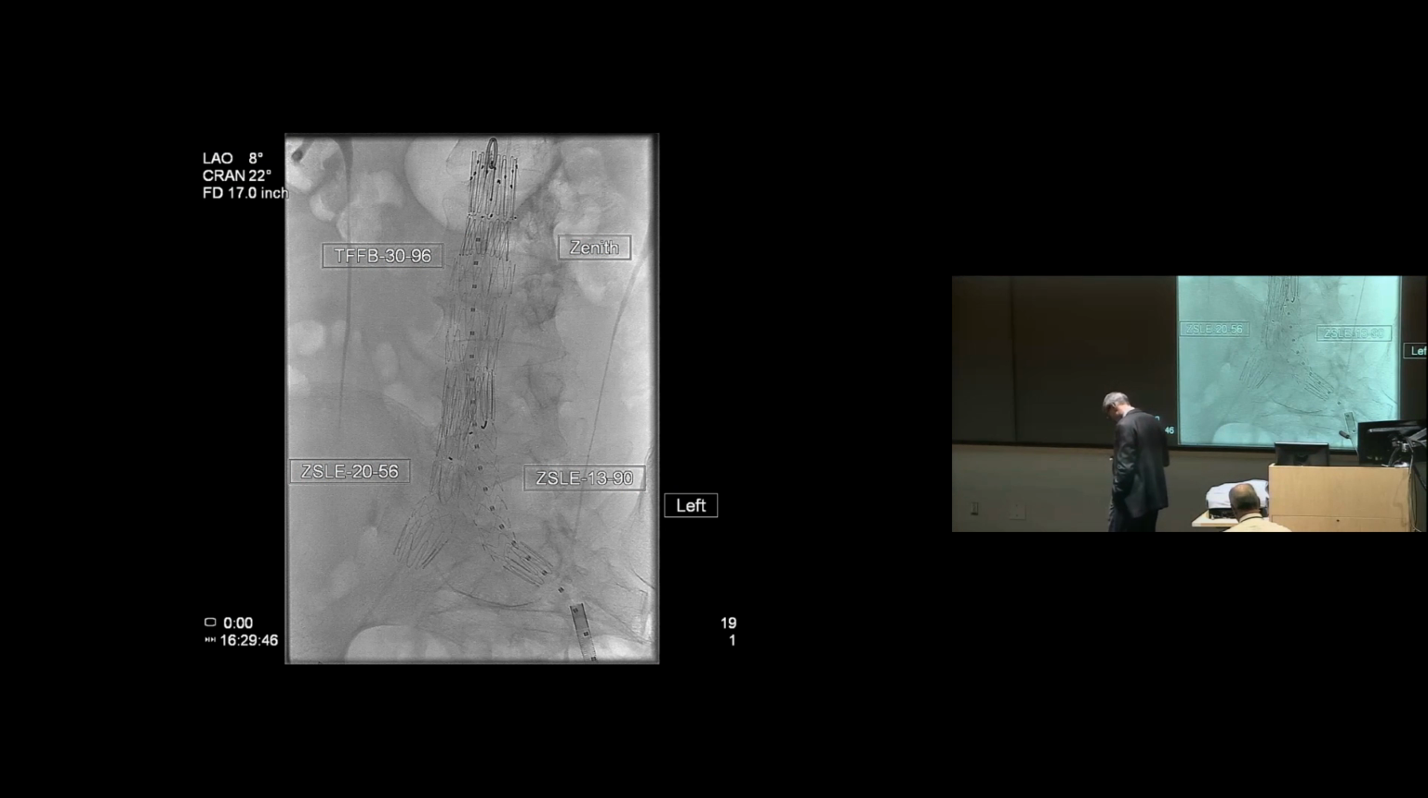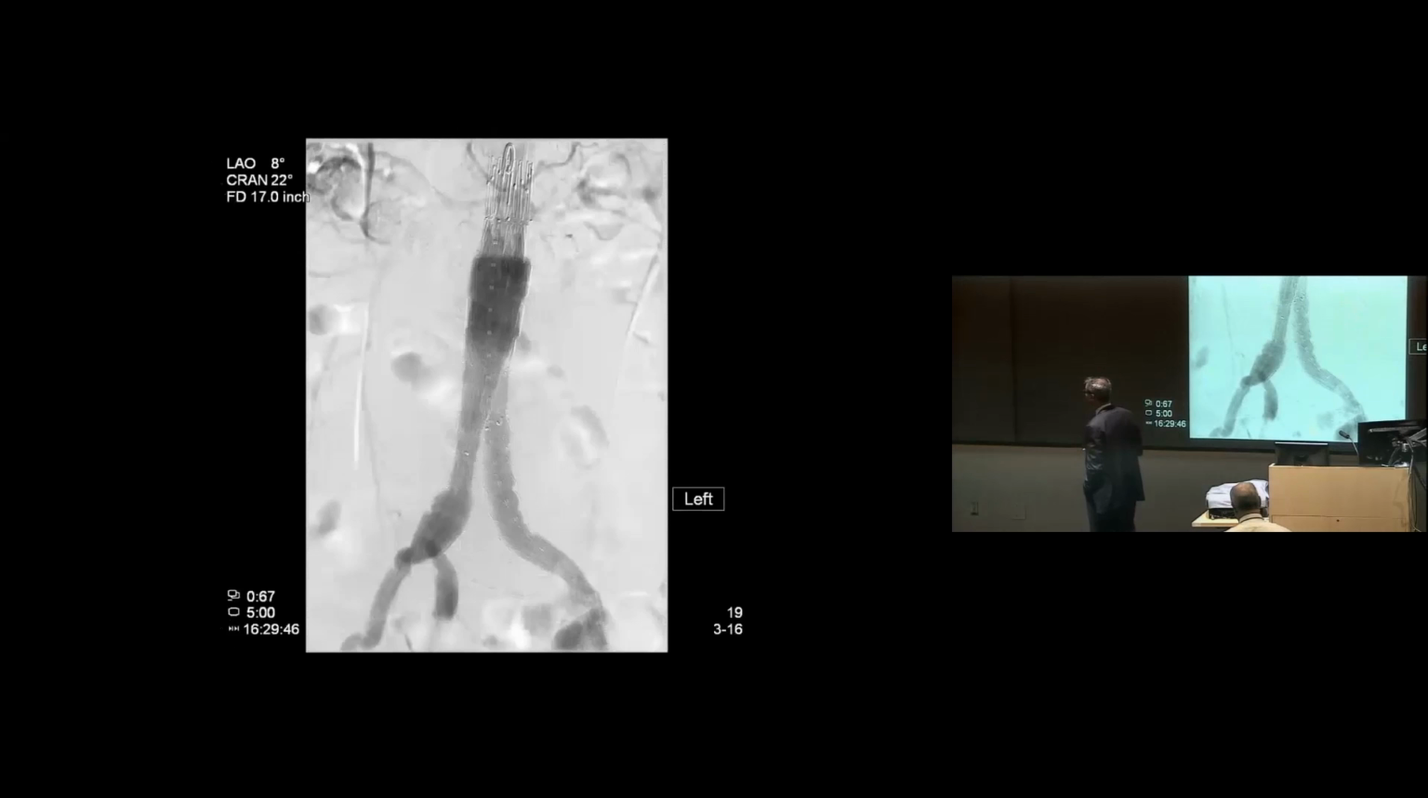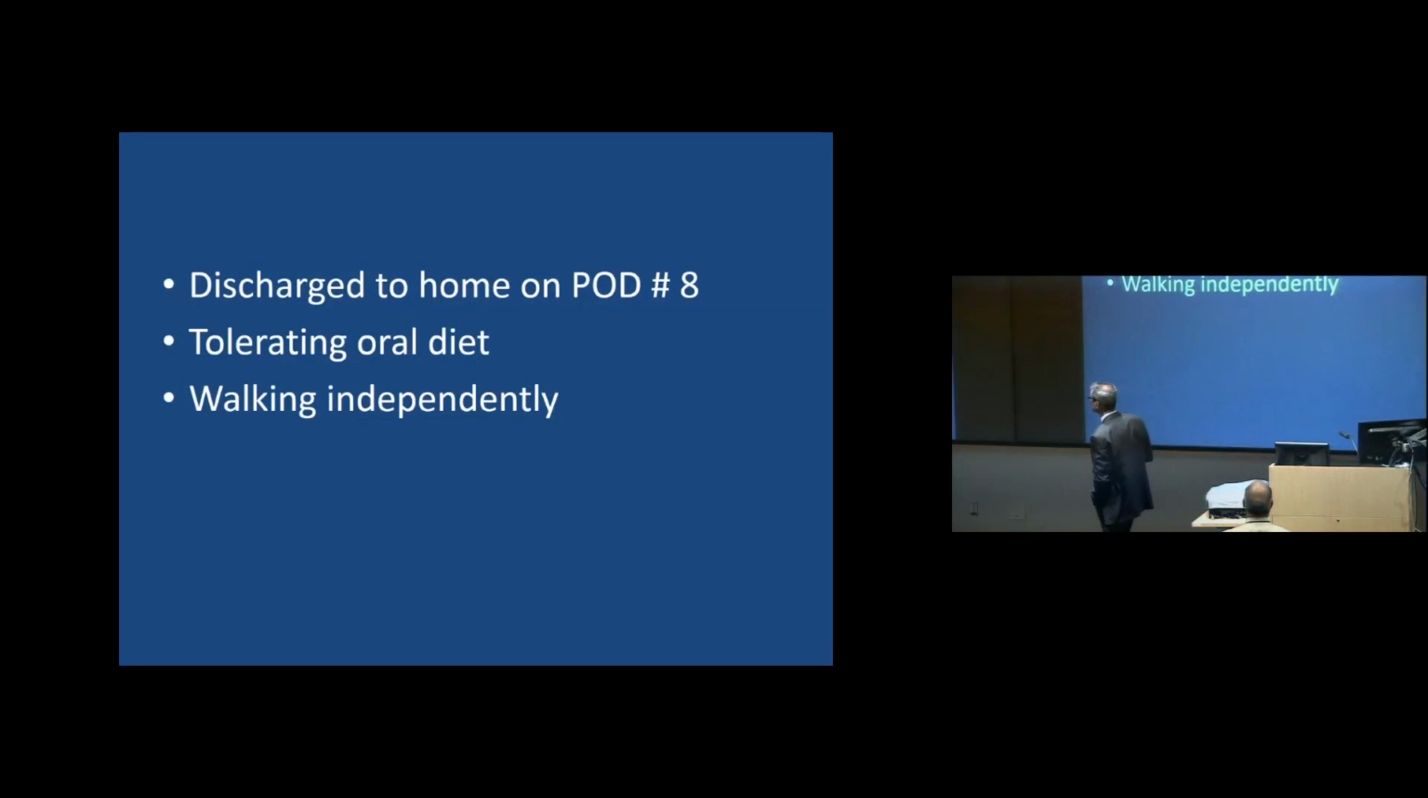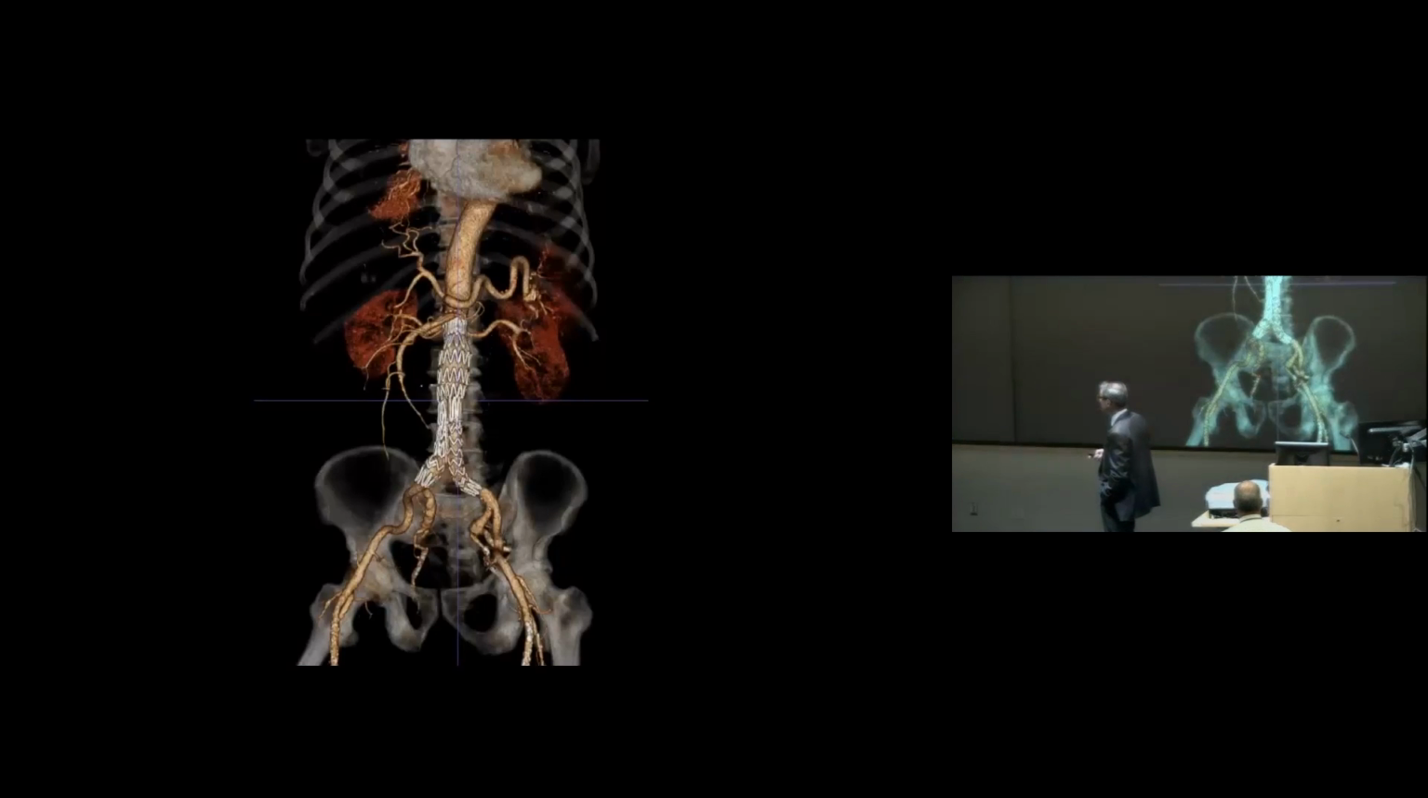This is an intraoperative arteriogram showing the metallic components of the endograft, and an intraoperative arteriogram showing the exclusion of the aneurysm by the endograft. He was discharged home on postoperative day number 8, tolerating a regular diet and walking independently. This is his 1-month CT scan showing total exclusion of the aneurysm with good placement of the endograft. This is an endograft with uncovered suprarenal components, so you do see some metal above the renal arteries, but there's still flow in both renal arteries.